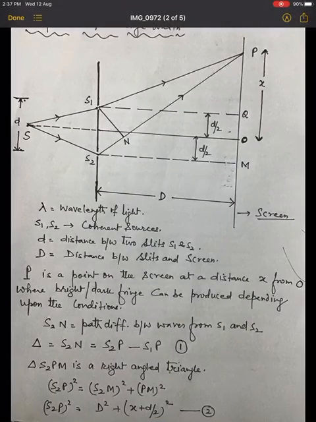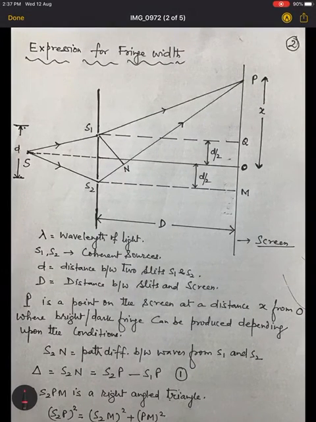Now the next aim is to find the expression for fringe width, that is, what is the width of the fringe, bright or dark. So once again, the diagram is of Young's double slit experiment only, but here it is shown in terms of straight lines to get some geometrical idea for the mathematical proceedings.